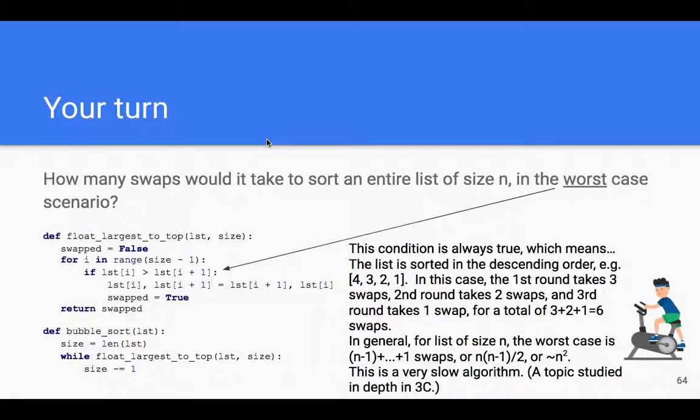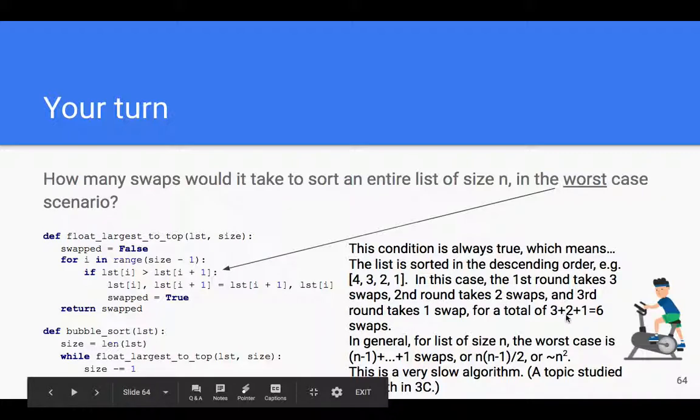So what happens is, I have a smaller example. In this case, 4, 3, 2, 1, the first round it takes 3 swaps, right? Every single step we have to swap. Second round it takes 2 swaps. Third round takes 1 swap. So the total is 3 plus 2 plus 1, and that's 6 swaps.